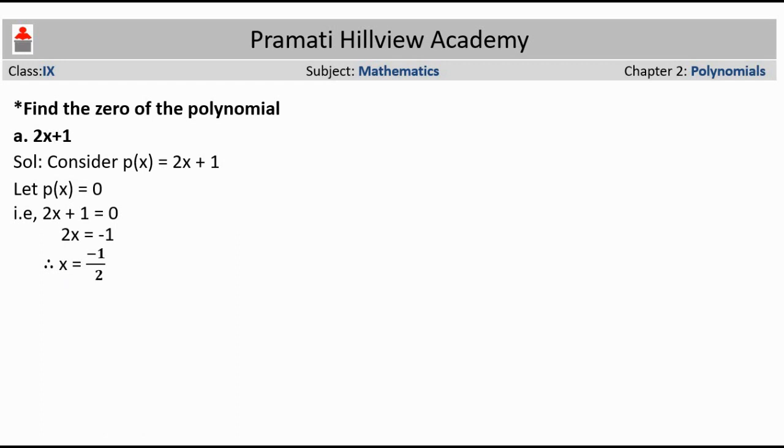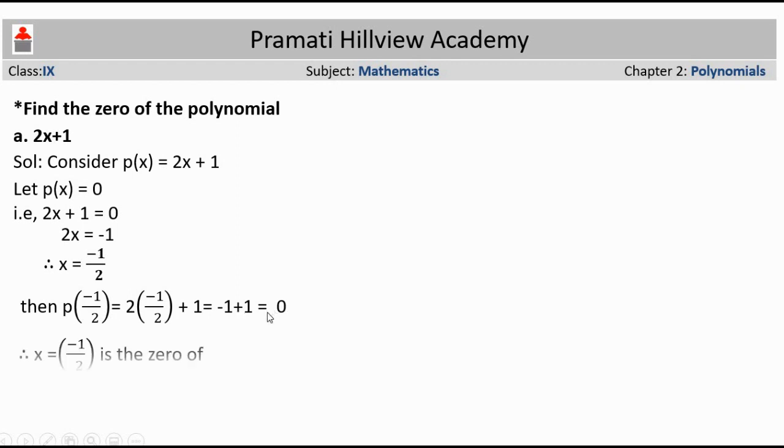Then, substituting the value of x in the given polynomial, we have p of minus 1 by 2 is equal to 2 into minus 1 by 2 plus 1, which is equal to minus 1 plus 1, which is equal to 0. Therefore, x is equal to minus 1 by 2 is the zero of the polynomial p of x is equal to 2x plus 1.